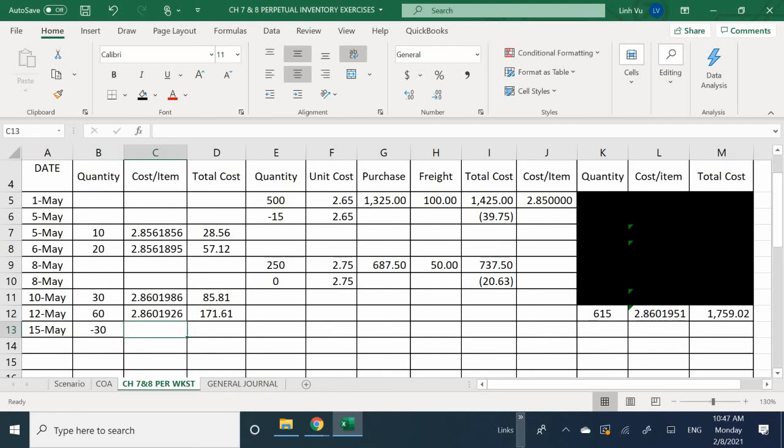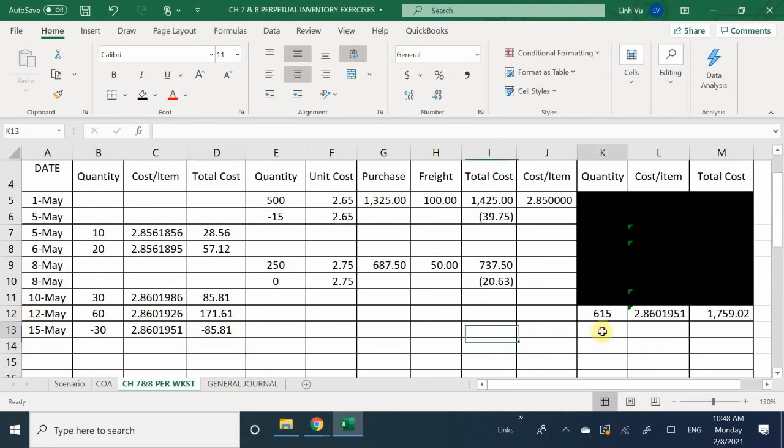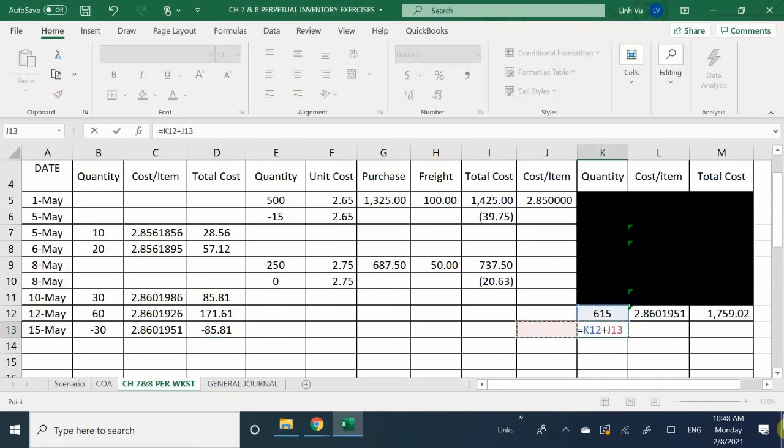So therefore, how much should it cost us right now? 2.860191. Correct. So then how much are we actually returning back to our inventory? 85.81. So therefore, we're actually going to add this amount back into our inventory because we're essentially returning back our stuff here. So in this case, I'm going to add back my 30 items. So I should have 645.